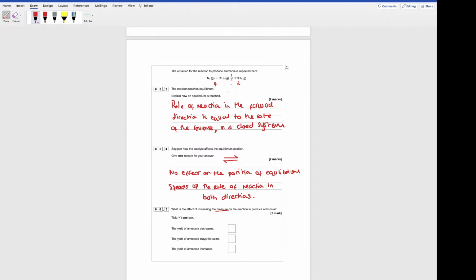So if it's moving to the right, what will happen to ammonia? Well, we're moving to this side to make more of it. We're moving to the side it's on. So the yield of ammonia will increase. We will make more of it because it's moving to this side, because it's got less moles of gas.